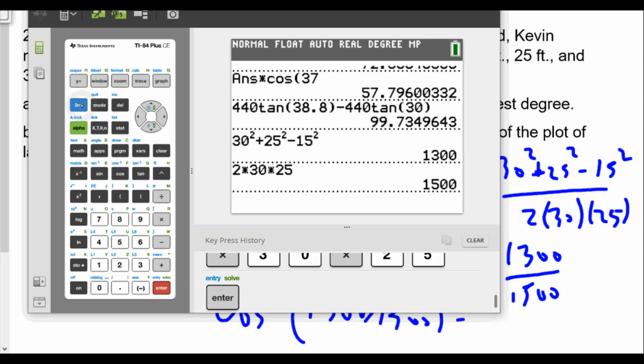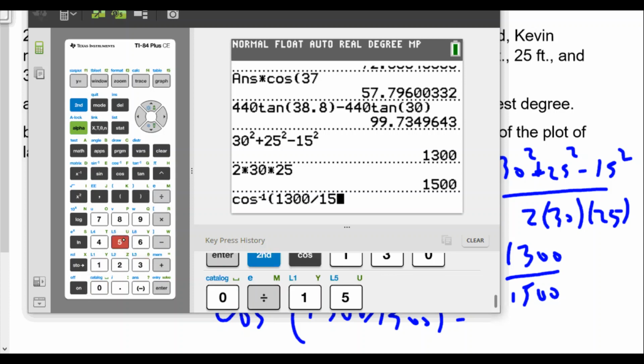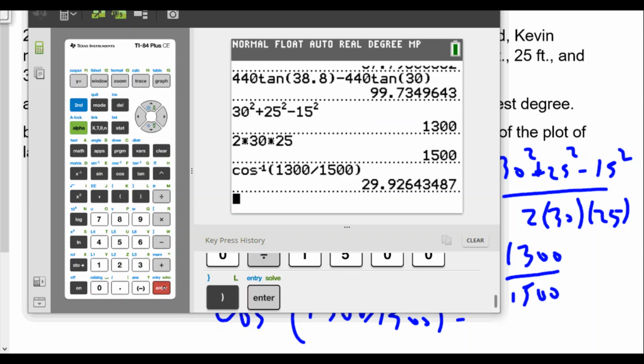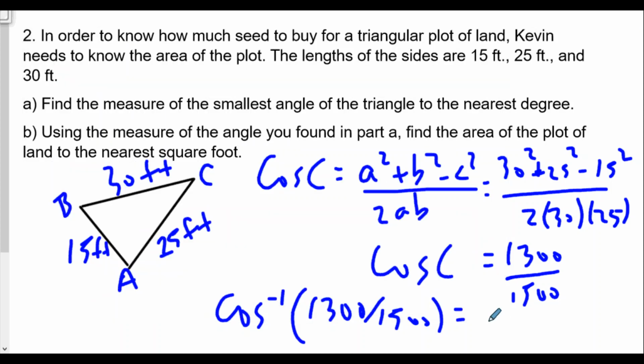So it's second cosine of 1,300 divided by 1,500. Now, could I divide out the zeros? Yeah, I could have. It would be the same thing though. And we get 29.9, which will be approximated to 30 degrees. So 29.9 approximates to 30 degrees. So this is part A. Okay, so let me put the 30 degrees here.